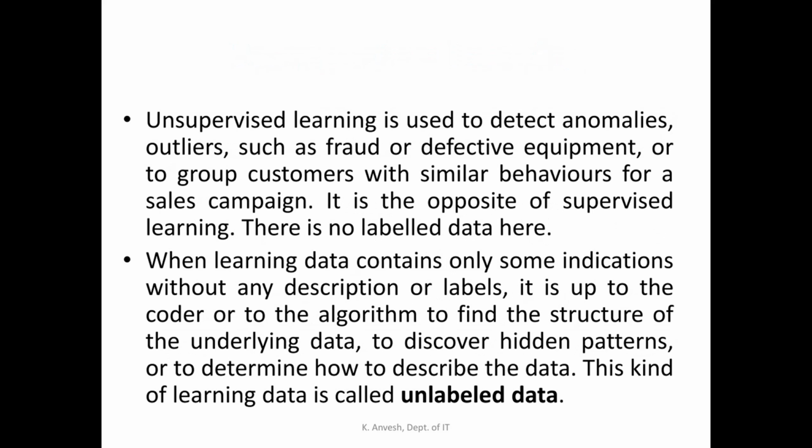There is no labeled data here. When learning data contains only some indications without any description or labels, it is up to the coder or to the algorithm to find the structure of the underlying data, to discover hidden patterns, or to determine how to describe the data. This kind of learning data is called unlabeled data.